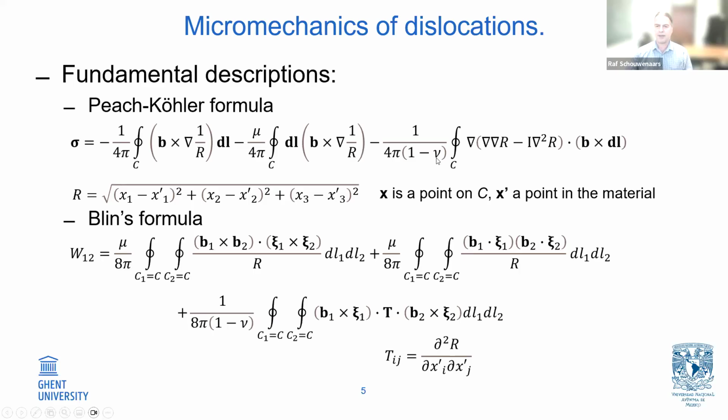We see here, for example, 3 times the Nabla operator, which acts on a distance. And this distance is given in the second formula, where x without prime is a point on the line, and x prime is a point in the material. So, in theory, if you can somehow express this equation, you could calculate the stress of a dislocation loop of arbitrary shape in any point in the material.